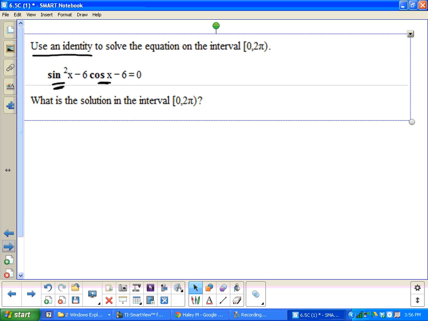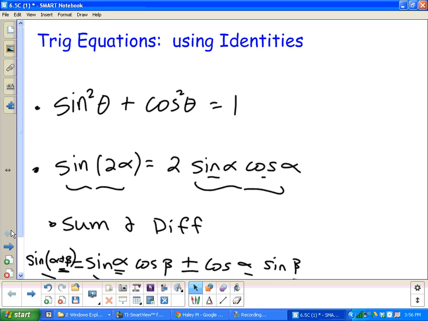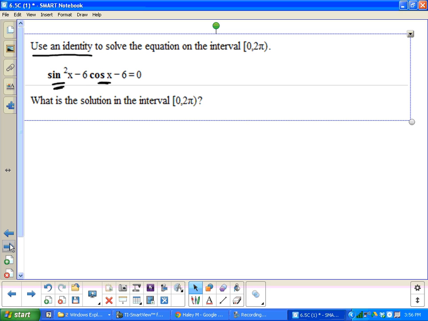For sine squared, recall the Pythagorean identity. I can say that sine squared theta would be equal to 1 minus cosine squared theta. And so notice when I put here, in place of sine squared x, I'm going to put 1 minus cosine squared x.